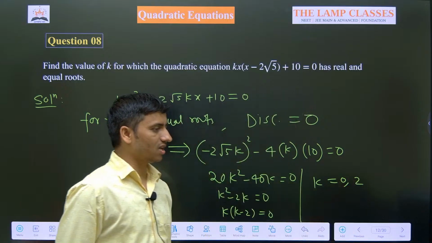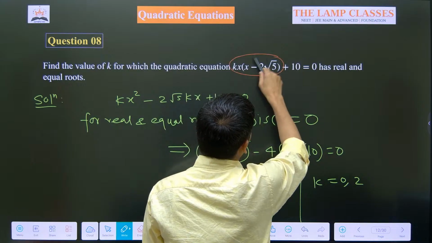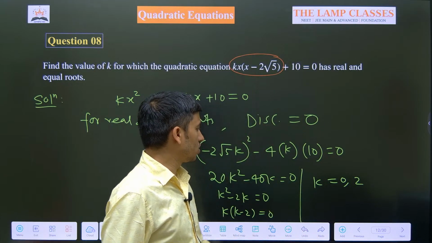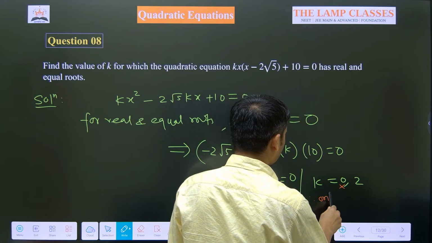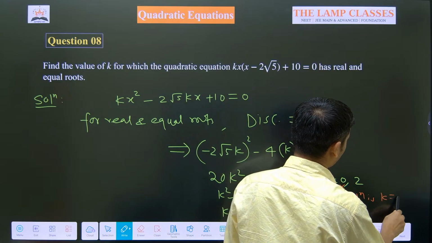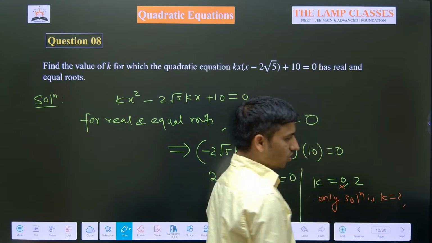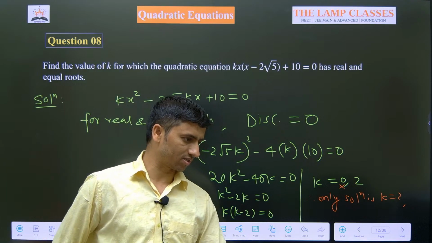But you can understand, if I put k is equal to 0, this is no more a quadratic equation, right? So 0 should be discarded. Are you getting it? Therefore, the only solution is k is equal to 2. You can write the reason also why k cannot be 0, right? Because if k is 0, then it will not be a quadratic. That's the reason.